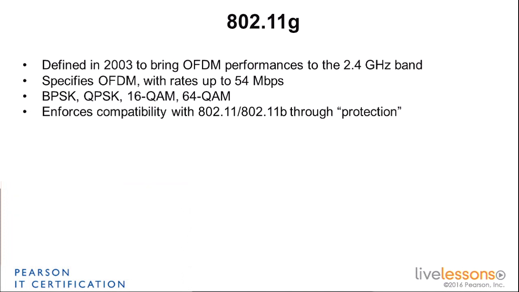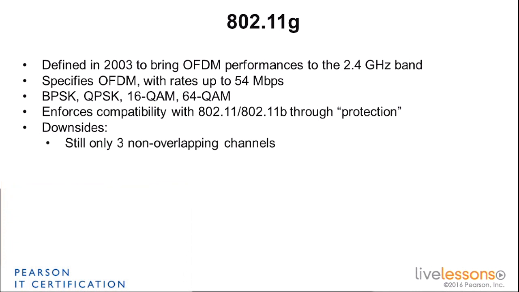All right, downsides of 11g? Well, you are still in 2.4 gigahertz, so you still have only 3 non-overlapping channels. We said in some places you could use 4, but if you think of the 25 megahertz separation of 802.11, that's only 3 everywhere in the world. Plus, it's still the ISM band, which means that basically many other devices are going to be there sending radio waves that are going to disrupt your communication.